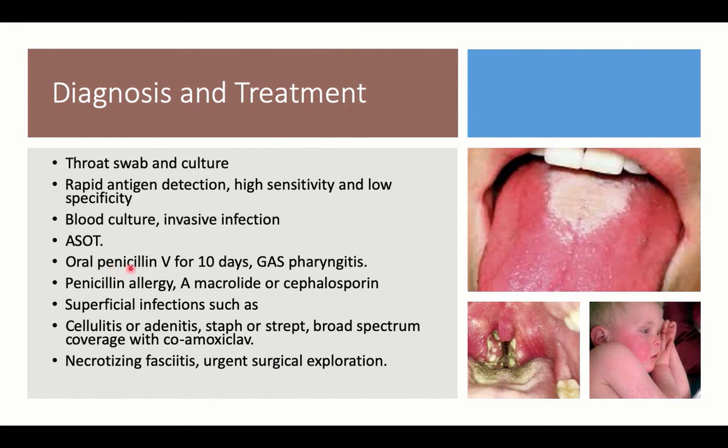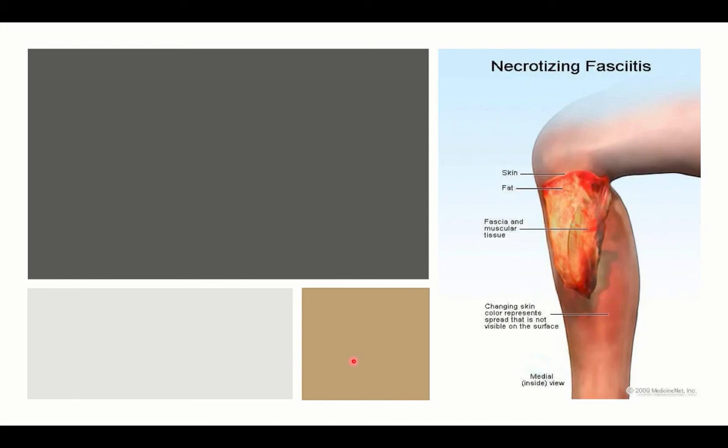Oral penicillin V for about 10 days is usually the drug of choice for GAS pharyngitis. In case of penicillin allergy, use a macrolide or cephalosporin, especially a first generation cephalosporin like cefalexin. For superficial infections like cellulitis or adenitis by staph or strep, broad spectrum coverage with co-amoxiclav is appropriate. Necrotizing fasciitis is a medical emergency and requires urgent surgical exploration to guard against compartment syndrome and the loss of the limb.